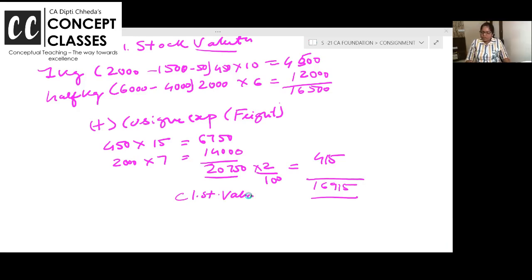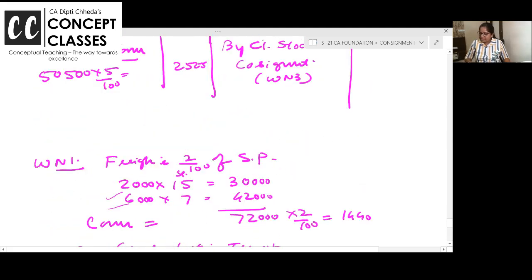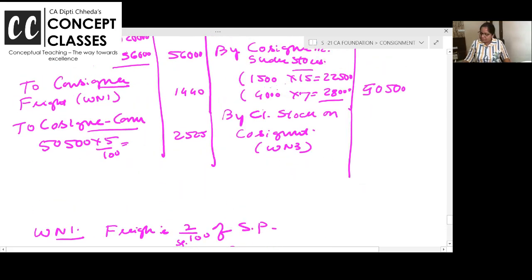Out of 2000 tens, 1500 are sold, 50 are lost, so 450 are there. And out of 6,000 packets, 4,000, so 2,000. This is the cost. But we are calculating selling price because on selling price 2% is freight. Add it. 16,915. You got it? Yes.